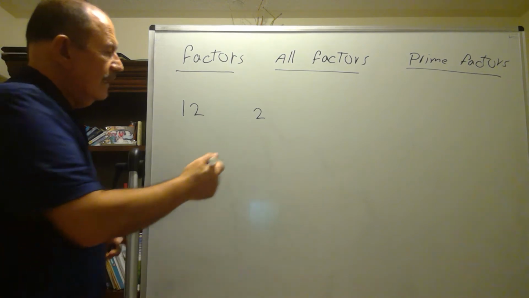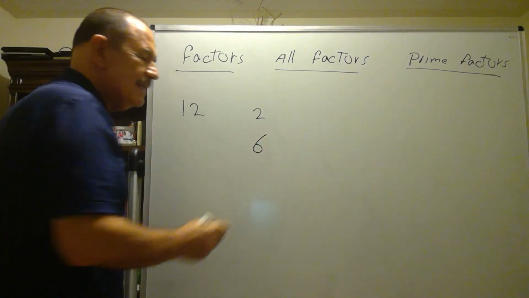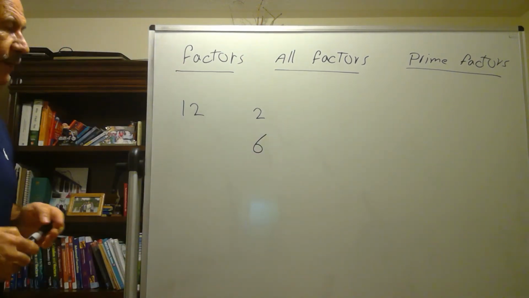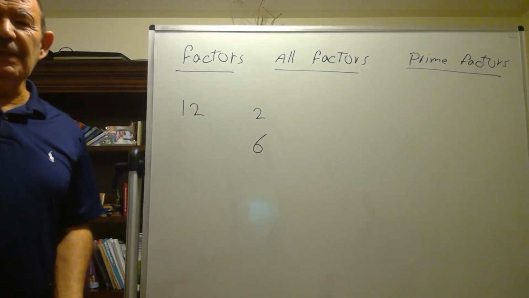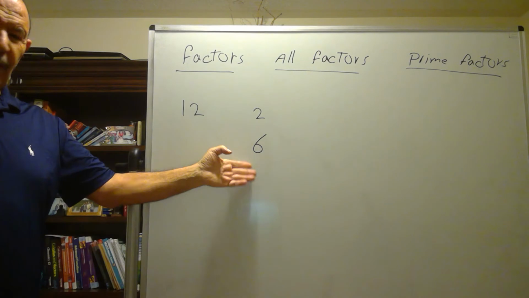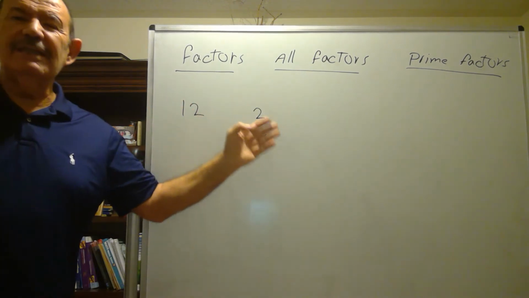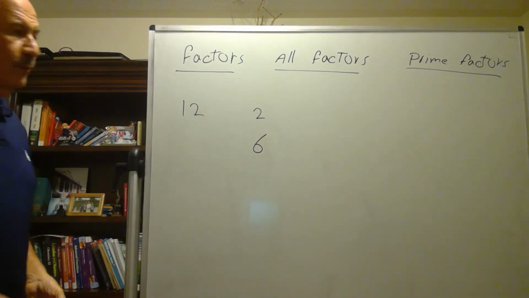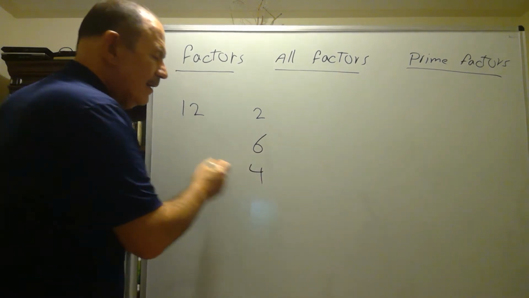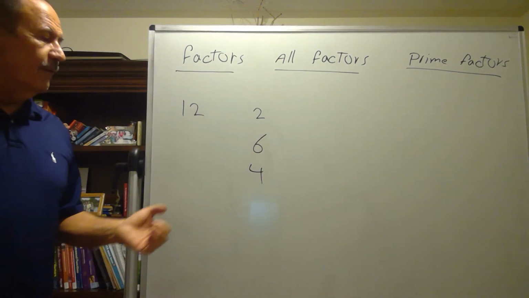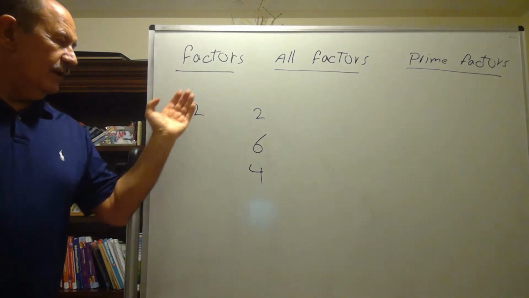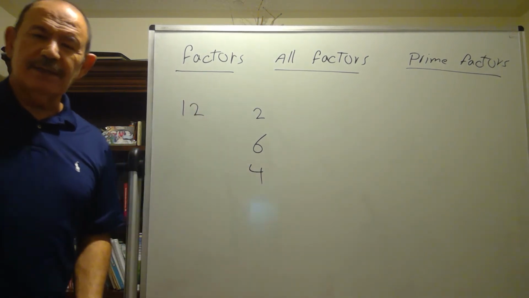The other one, as an example again, 6 is another factor of 12. Why? Because if we divide 12 by 6, the remainder is gonna be 0. 6 is a divisor of 12 with 0 remainder. The other one is 4. 4 is another factor of 12. Why? Because if we divide 12 by 4, the remainder is gonna be 0.